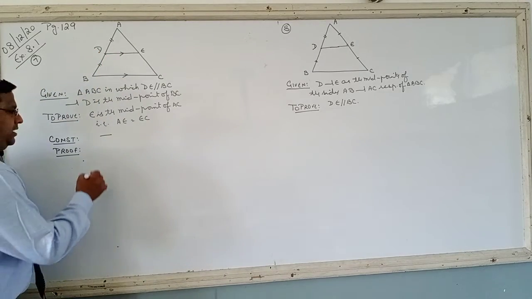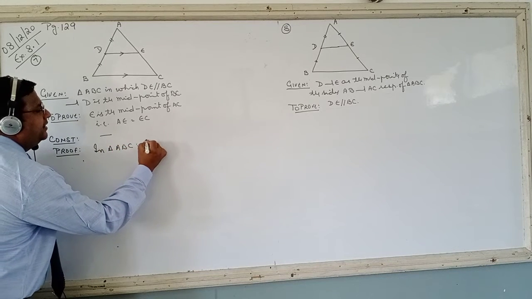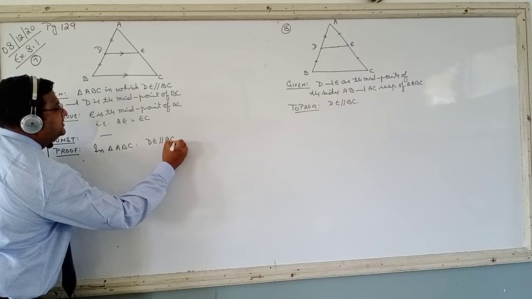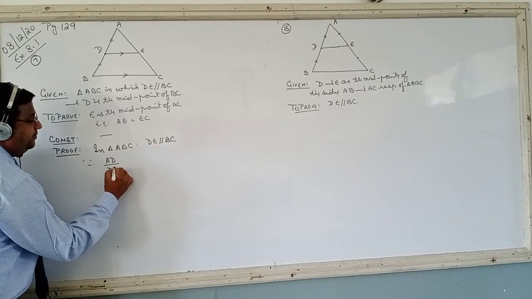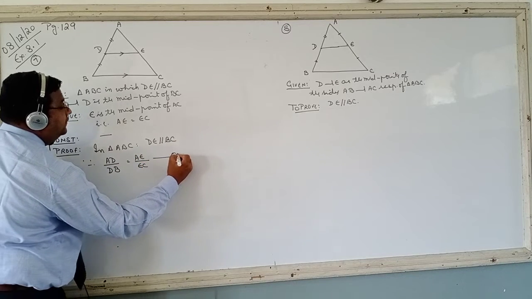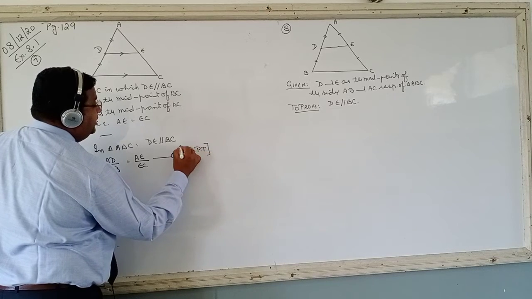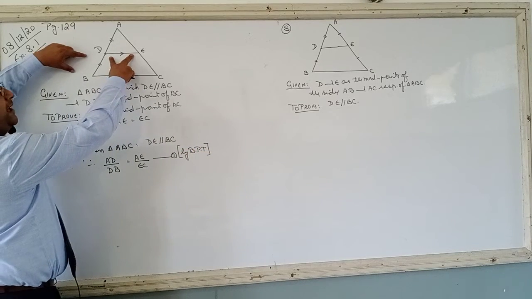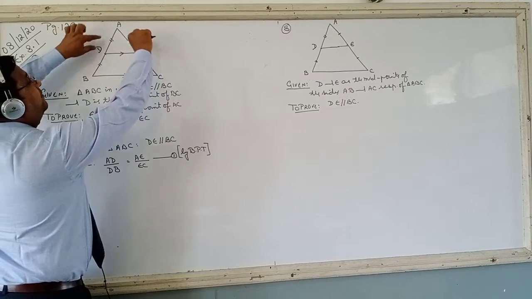Apply. In triangle ABC, DE is parallel to BC. So therefore, the rest of the two sides, AD upon DB, is it equals to AE upon EC? Equation number first. By what theorem? BPT. What is BPT? If a line is parallel to one side of a triangle, the other two sides are divided in the same ratio.